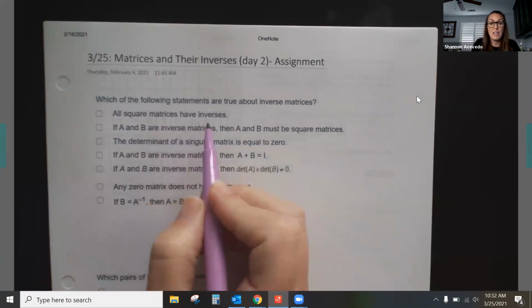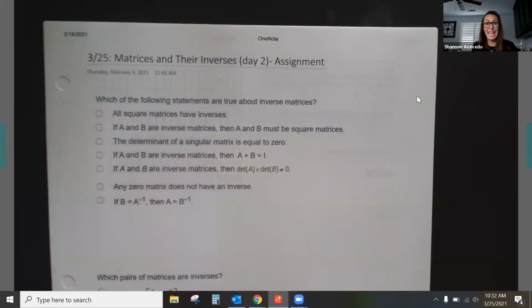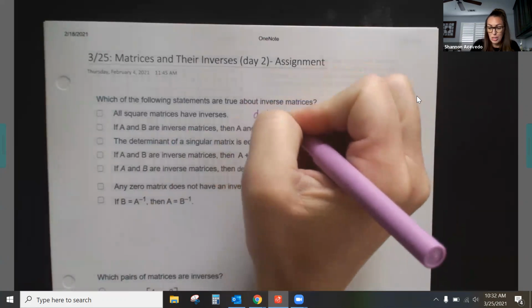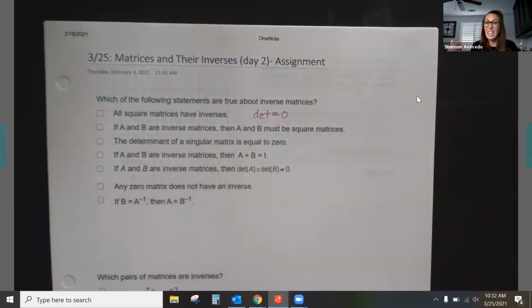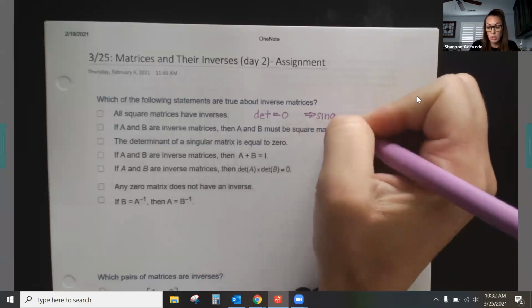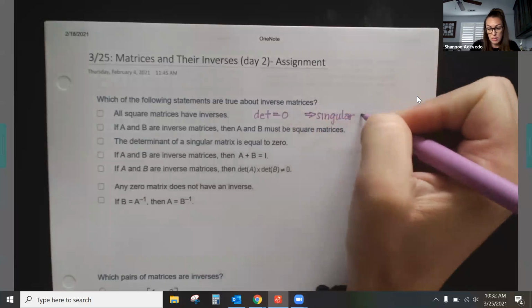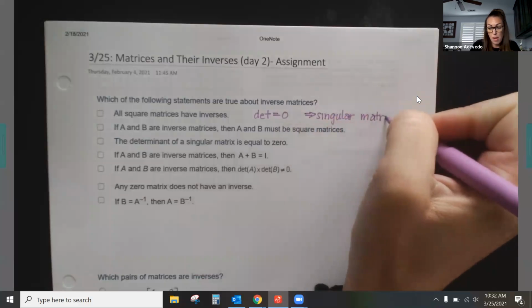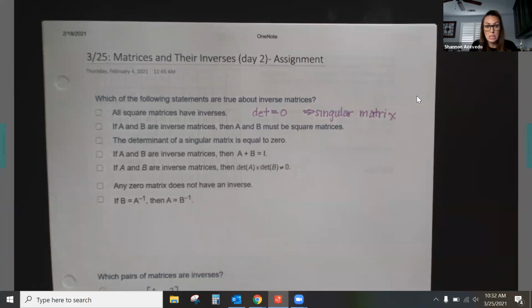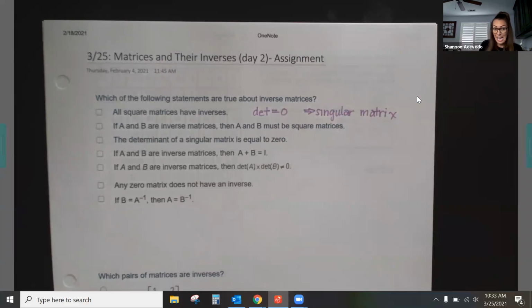The matrices has inverses. Well, a square can have an inverse, but remember, if the determinant is equal to 0, then it doesn't have an inverse. And if that happens, the matrix would be called a singular matrix. So when you find the determinant and it's 0, then it's a singular matrix because there is no inverse. So the first one's a no. That's not true. A square matrix can have an inverse, but it doesn't have to.